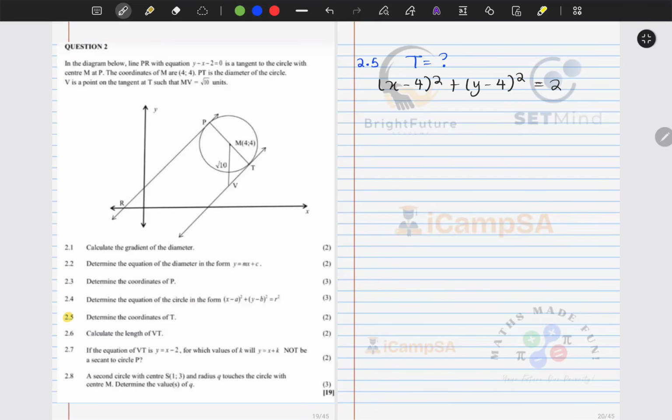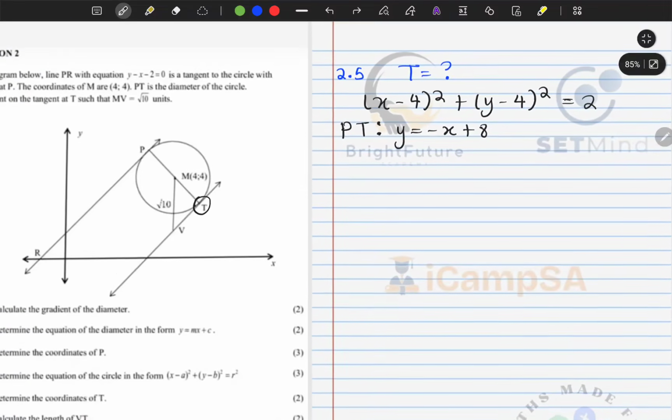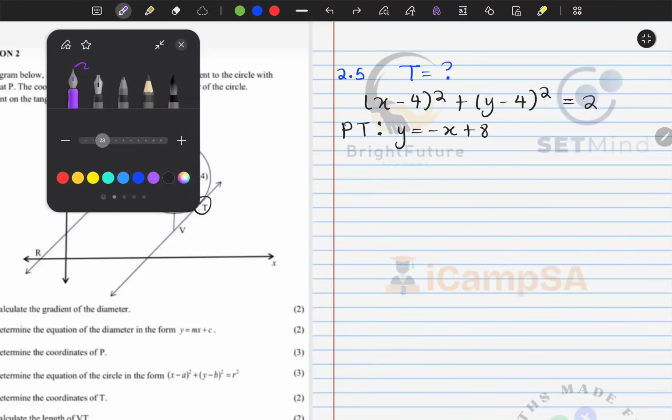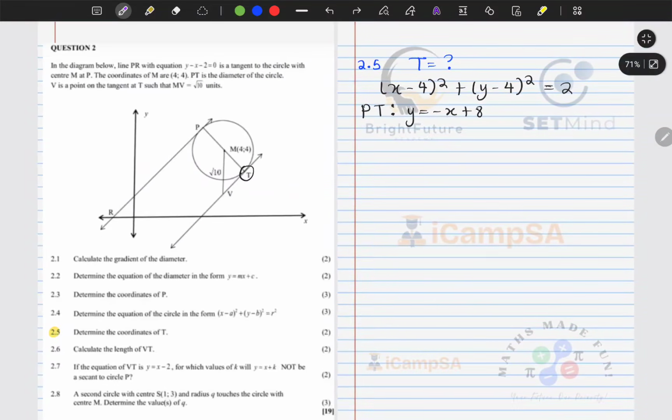Okay, but remember that we have an equation for PT, the diameter, which is y equals negative x plus 8. So you should be able to see that at points T and P, the line crosses the circle. Okay, so meaning what we can do is take our y and plug it into that to solve for the x, then solve for y.